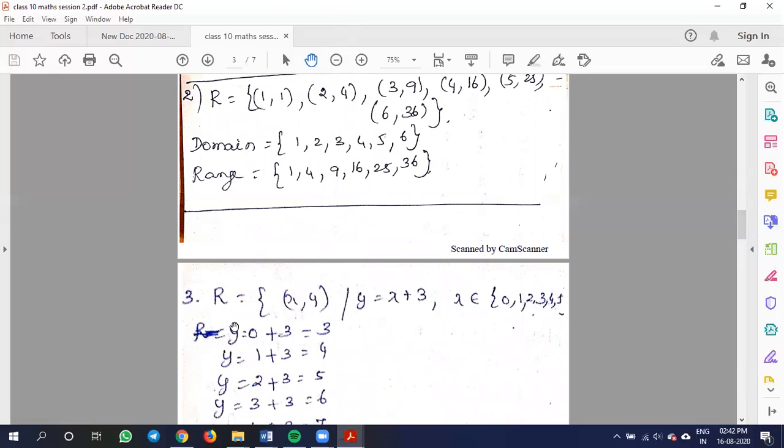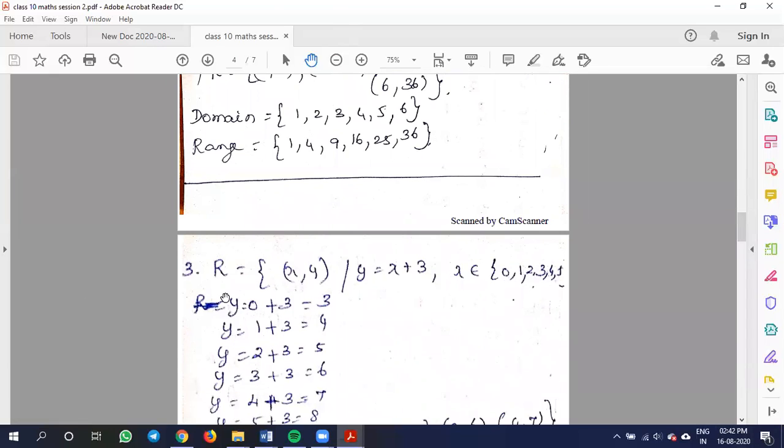So, what is the condition given? You have to find out y. How to find out y? y is equal to x plus 3. Now, you take y. First, y is equal to... here you have 6 elements in the set x: 0, 1, 2, 3, 4, 5.